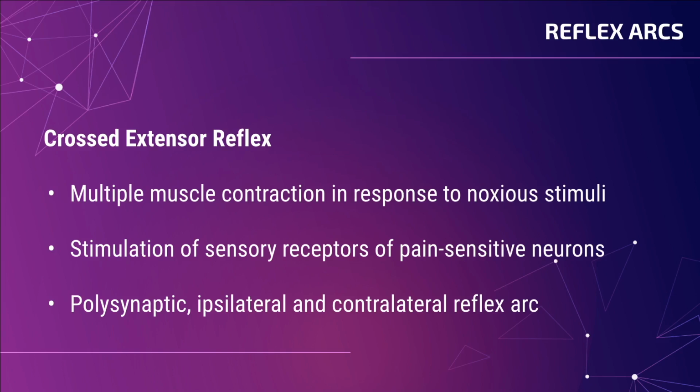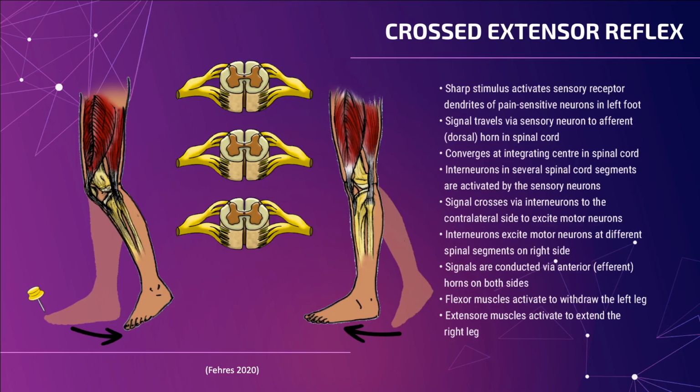And the last one is the crossed extensor reflex. So this is a multiple muscle contraction in response to noxious stimuli, much like before. Stimulation of sensory receptors of pain-sensitive neurons, so the nociceptors are being stimulated. What's different here is it's a little more complex. It's a polysynaptic ipsilateral and contralateral reflex arc. So it starts off the same as before.